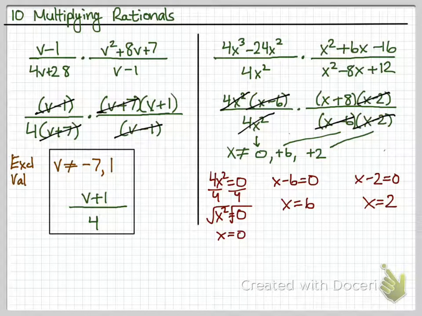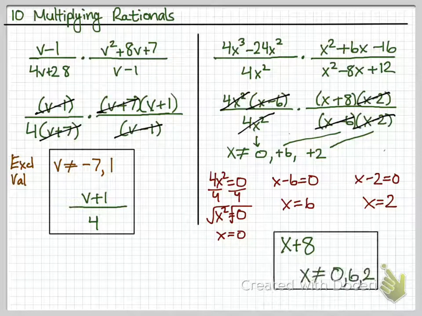The next step, of course, is to cancel. So go back up to the top, or middle, or second step, and cancel out everything. Cancel out the 4x squareds, cancel out the x minus 6s, cancel out the x minus 2s, because there's one in the numerator and one in the denominator of each. So this one cleans up nicely. You're left with just x plus 8. So your x plus 8 is your expression, and you have three excluded values, 0, 6, and 2. Bam. And that's it for this one.